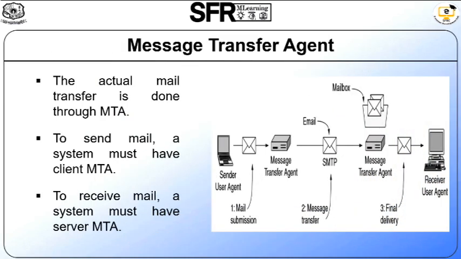Message transfer agent. The actual message transfer is done through the MTA. To send mail, a system must have a client MTA. To receive mail, the system must have a server MTA. The protocol that defines the MTA client and server in the internet is called SMTP, that is Simple Mail Transfer Protocol. SMTP defines how commands and responses must be sent back and forth.